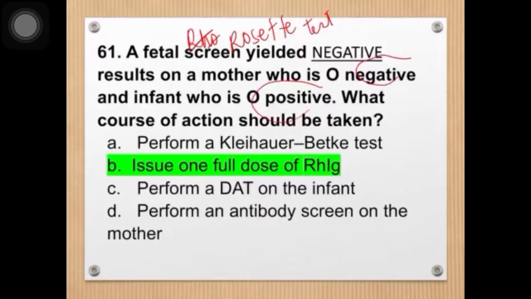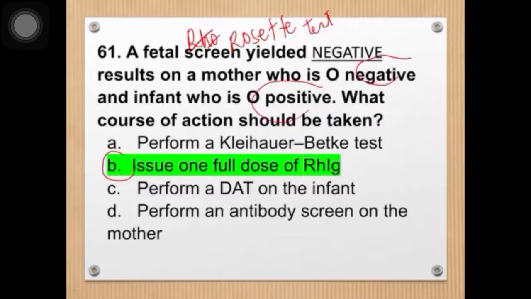Sana po ma-point natin yung difference ng question sa 60 at saka 61. Sa 60, positive po yung Rosette, kaya nag-perform po ng Kleihauer-Betke test. Ito po, negative yung Rosette, standard practice, na kahit negative ang Rosette, magbibigay pa rin po ng isang vial ng RhoGAM. Correct answer is 61, letter B.